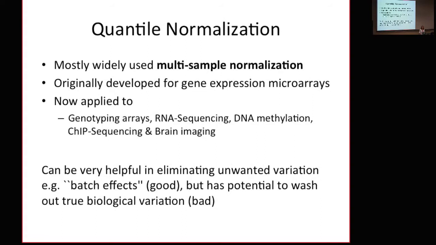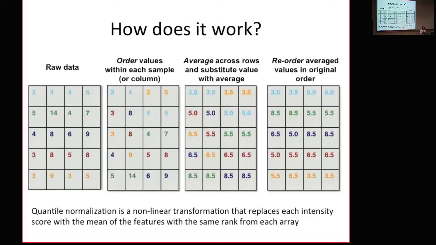And if your data doesn't meet that assumption, it can wash away that interesting variation. So you did all that work to find differences between cancer and normal samples. You apply quantile normalization, and then all of a sudden, all of the differences that you want to find are washed away. They've disappeared simply because of the way you normalized the data. Because quantile normalization is based on this really big assumption. Okay, how does it work?